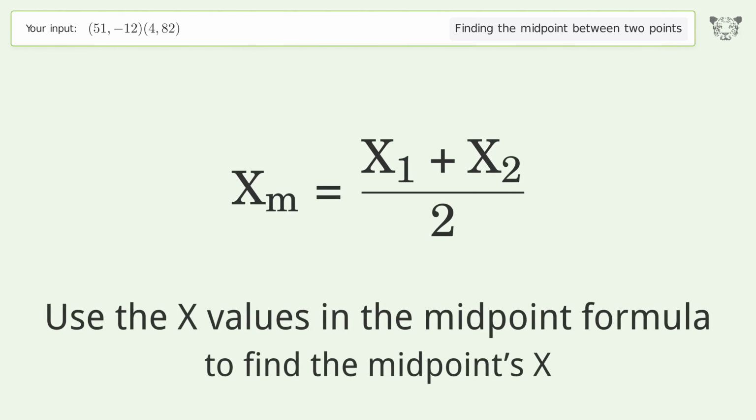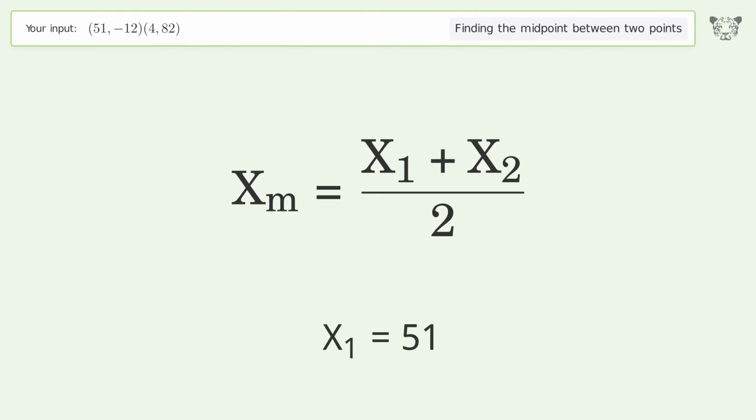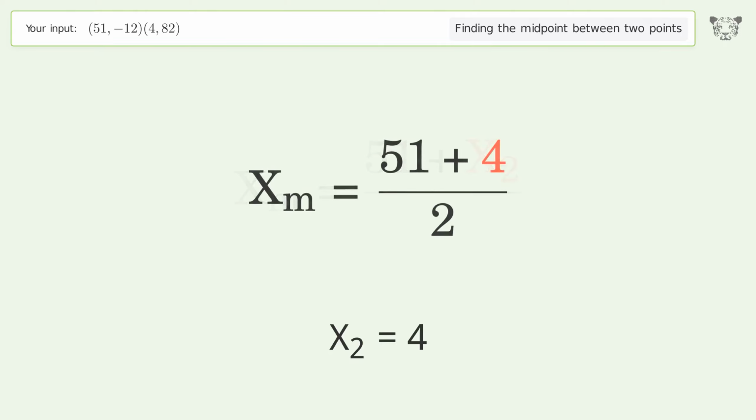Use the x values in the midpoint formula to find the midpoint's x. x1 equals 51. x2 equals 4. Simplify the arithmetic.